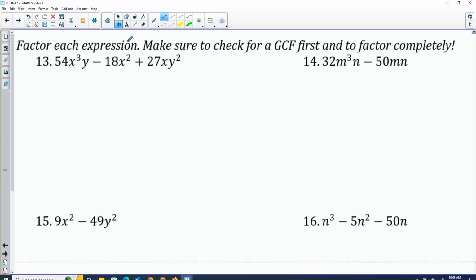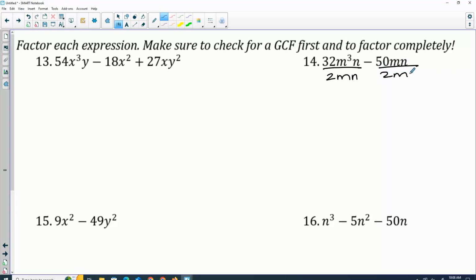Let's start with, we'll do problem 14. On any factoring problem, what do you have to look for first? So when I look at this, I can take a 2, an m, and an n out of everything. So when you take it out, it doesn't go away, you just put it in front. 32 divided by 2 is 16. You had 3 m's, you took out 1, so 2 left. We took our n's. Minus 50 divided by 2 is 25. I took the m's and the n's. But am I done? No, because this is still a difference of squares.